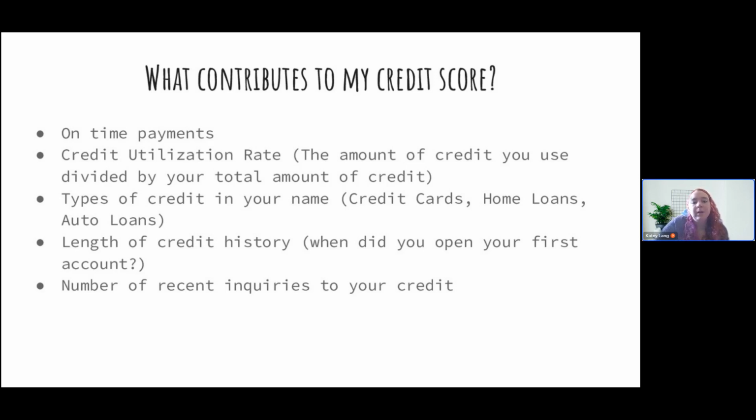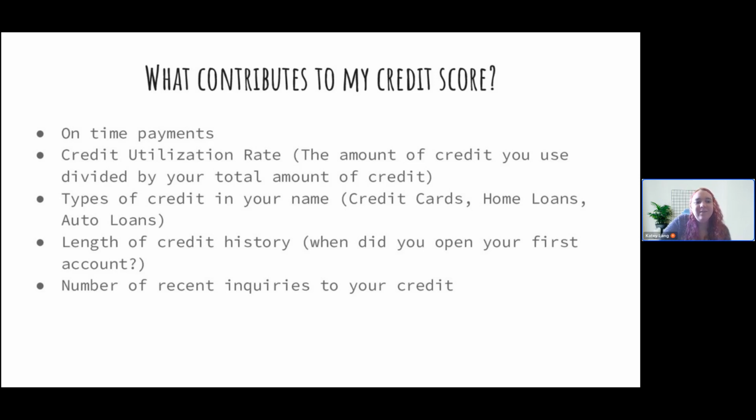Types of credit in your name, credit cards, home loans, and auto loans, they do like to see some diversity there, that you have experience managing other types of loans. Length of your credit history. So when did you first open an account? For most of us, it's probably going to be in our 20s. And if you're only in your 30s right now, then your average age of your credit is probably less than 10 years. And that's something you can only fix by just existing on this planet for X amount of time.